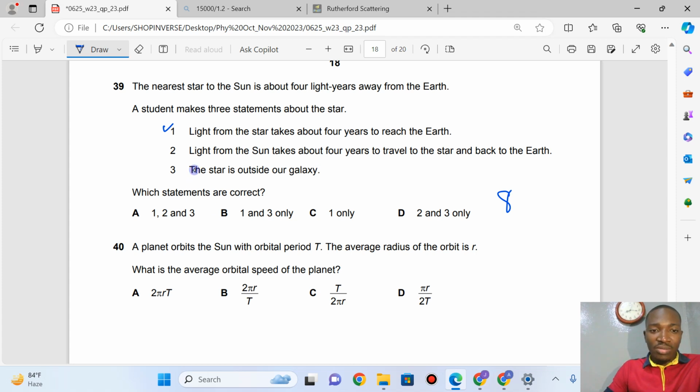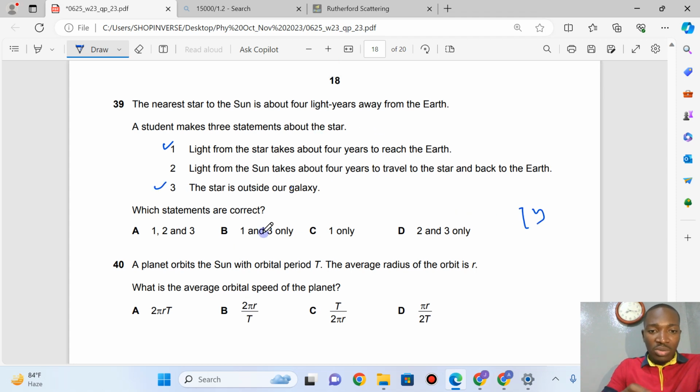Let's look at the third one. The star is outside our galaxy. Of course, the star is outside our galaxy. 4 light years. That is outside our galaxy. So that makes number 1 and 3 correct, which is option B. That makes option B the correct answer to question number 39.